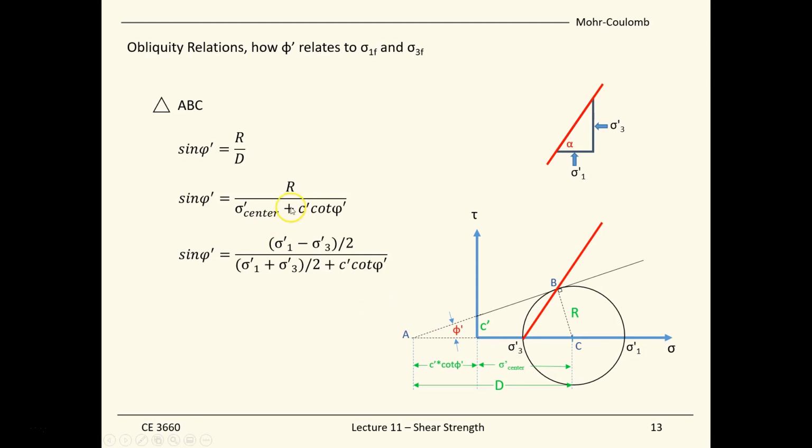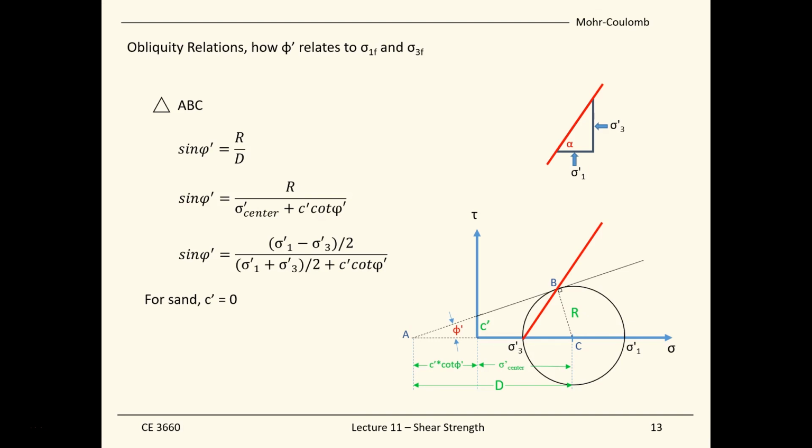And further, if we try to express the radius of the circles and also the coordinates of the center stress, sigma, right there, we can express them in terms of sigma 1 and sigma 3. So now with these equations, we can express the angle phi prime in terms of the cohesion, sigma 1 and sigma 3. It's getting to where we want to get to.